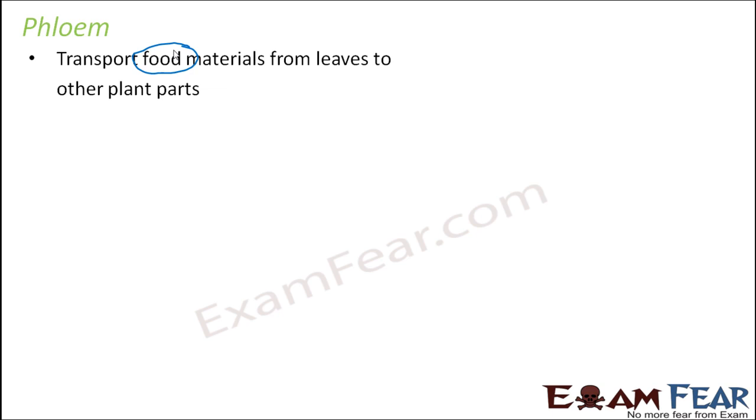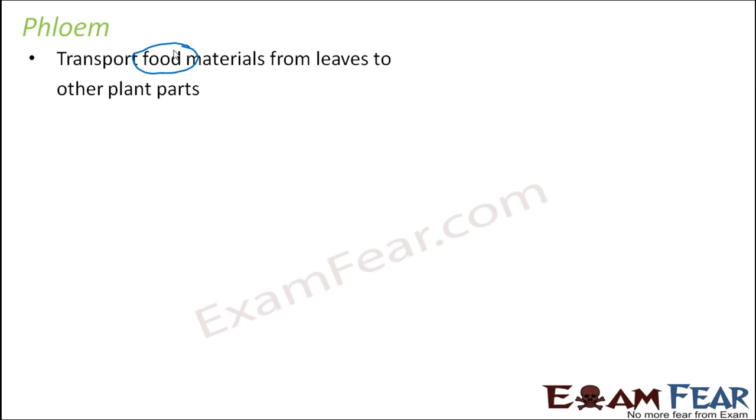Again, these are the conducting tissues, but what is it conducting here? Because water and nutrients is anyways conducted by xylem. So what is left out? The left out thing is food. The food which is prepared during photosynthesis also needs to be conducted to different parts of the plant, and that is done by phloem. So it transports food materials from leaves to other plant parts.